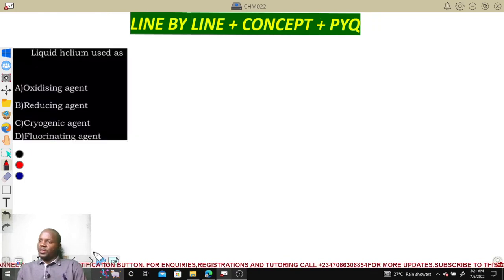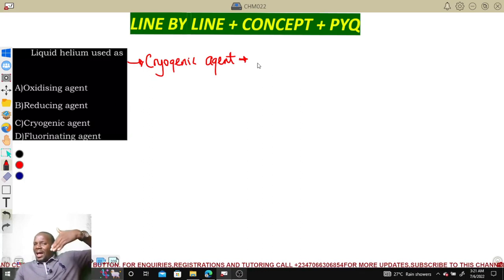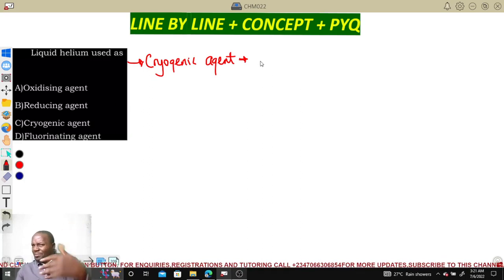Liquid helium is used as dash. I think I talked about this. So liquid helium is used as what? A cryogenic agent. I talked about it at the beginning. I talked about the cryogenic agent. Now, what is a cryogenic agent? They are agents that are added to another substance to lower its temperature. That's the way I can help you put it in the simplest form.